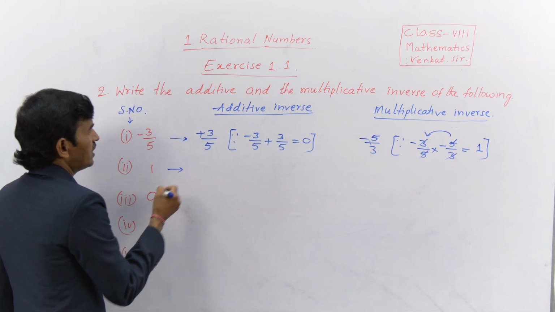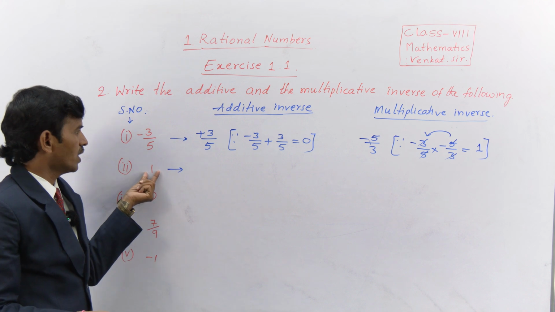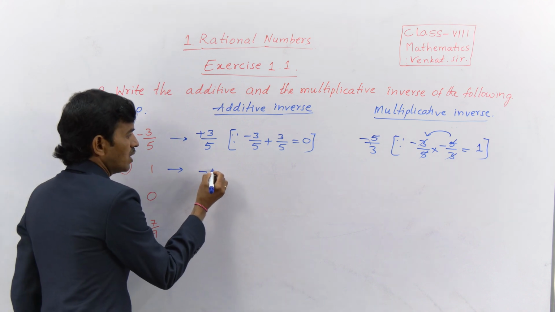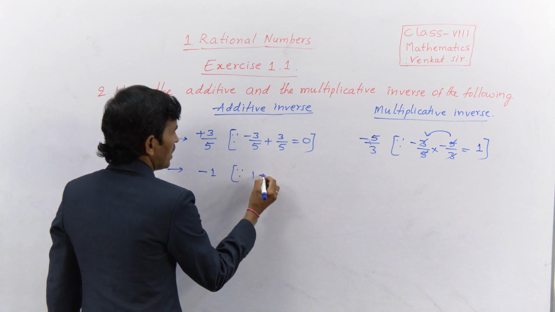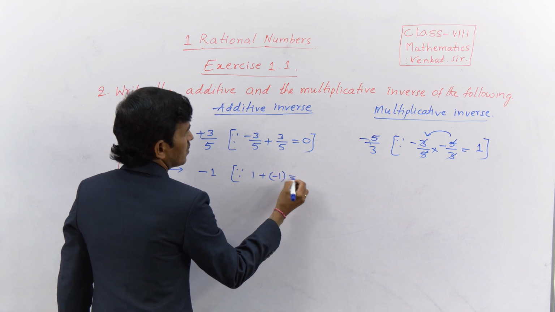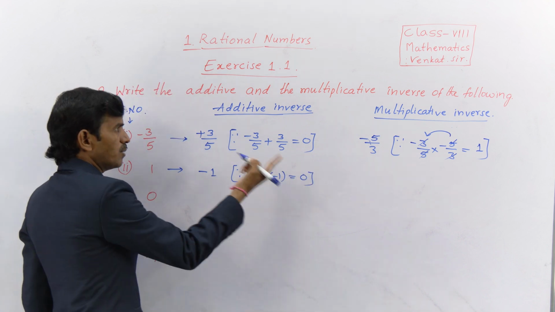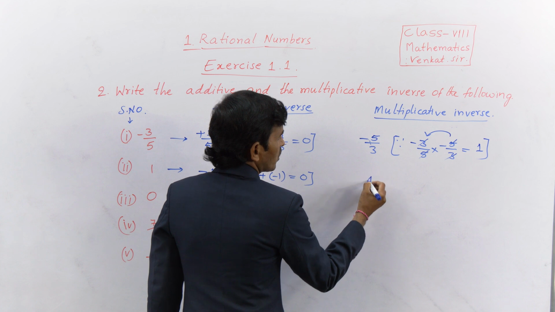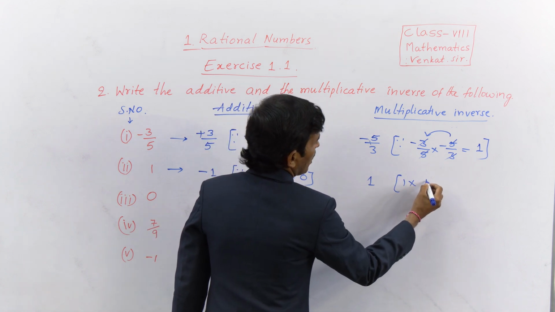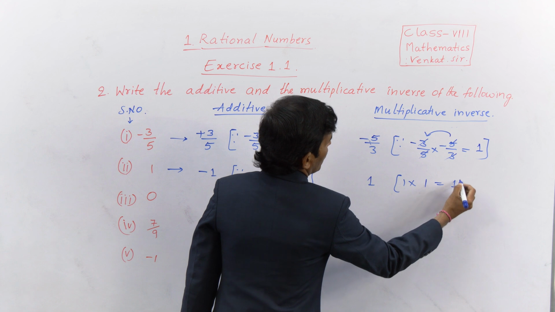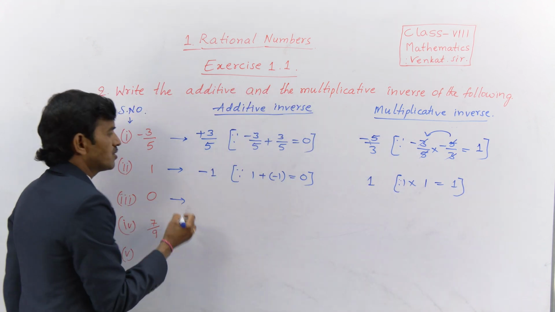Now, let us write the additive inverse of 1. So additive inverse of plus 1 is what? Minus 1. The reason is 1 plus minus 1 gives us 0. Next, multiplicative inverse of 1. The result is also what? 1. Since 1 into 1 by 1 gives us 1. This is the reason. Next, 0.